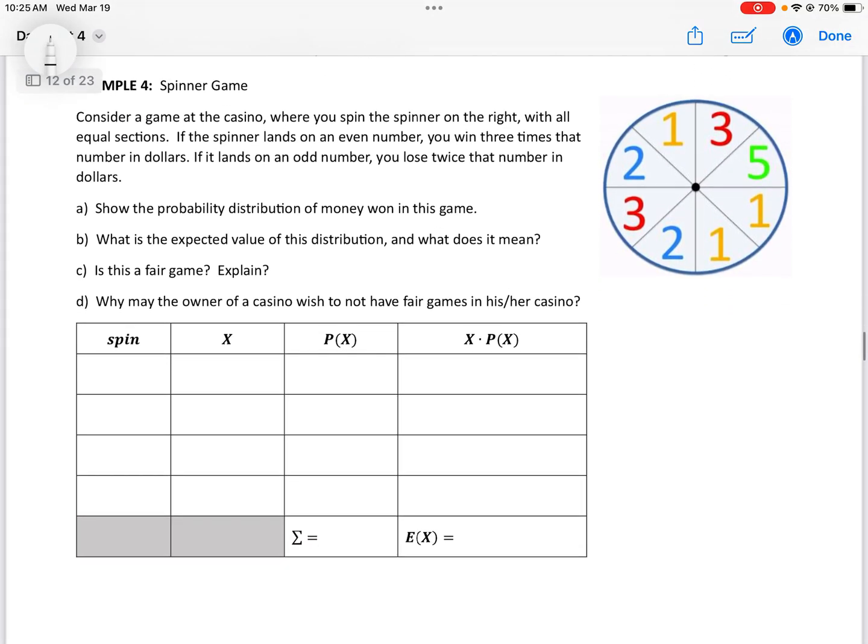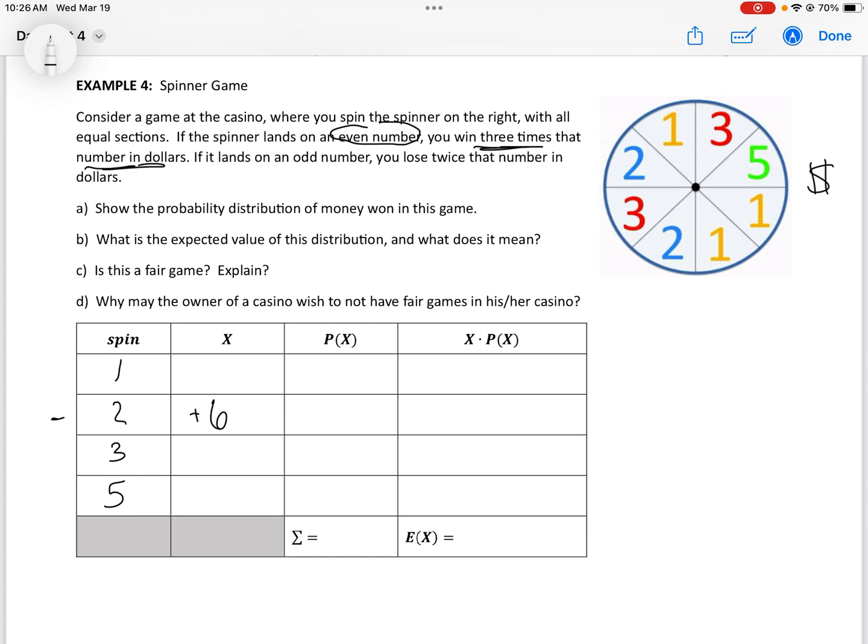Okay, spinner game. Consider a game at the casino where you spin the spinner on the right with all equal sections. If the spinner lands on an even number, you win 3 times that number in dollars. So now we're talking about money. Let's take a look at the spinner. We could potentially roll a 1, 2, 3, or 5. Even numbers, which is only the 2, pays out 3 times, so the payout is going to be $6.